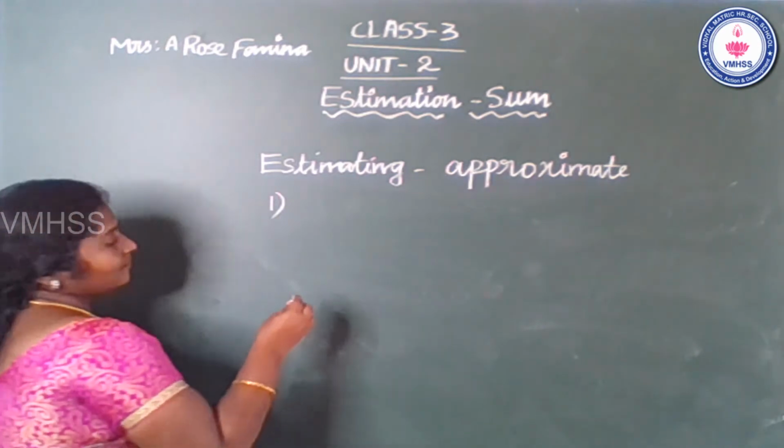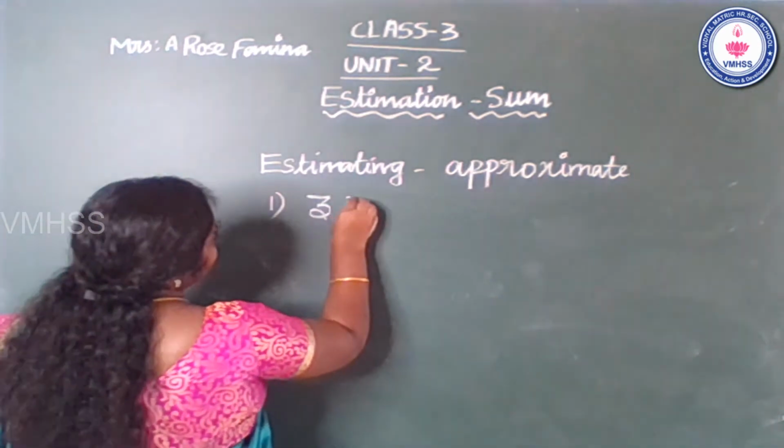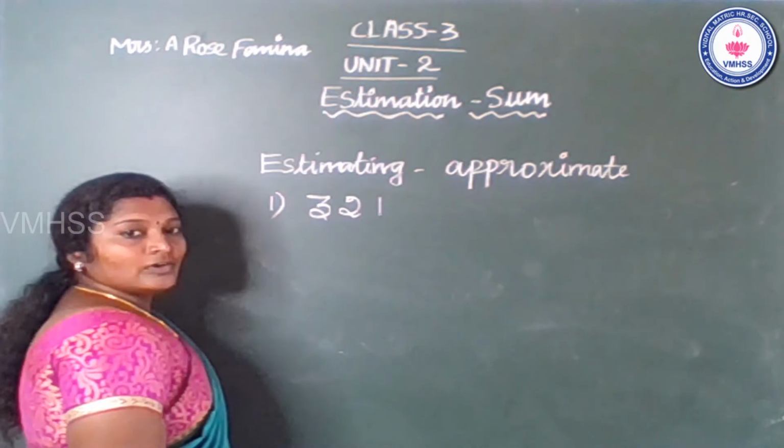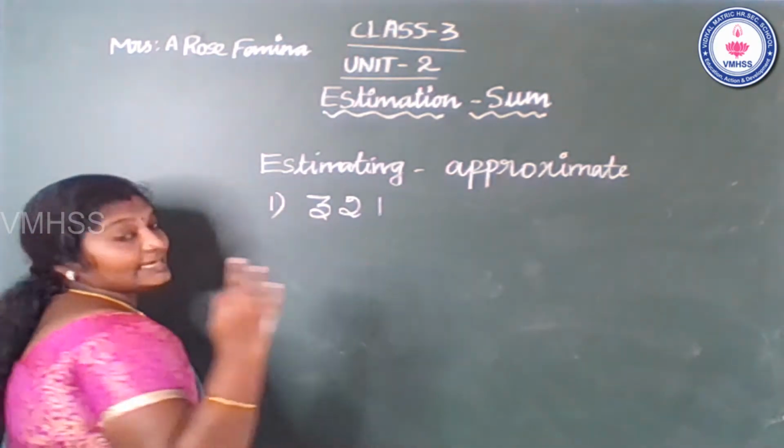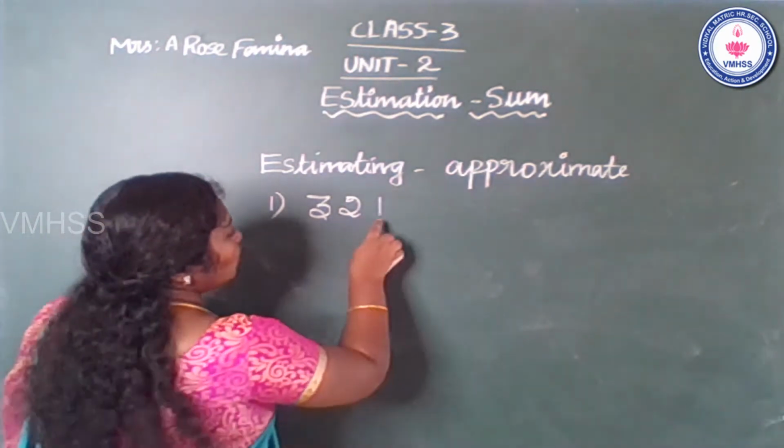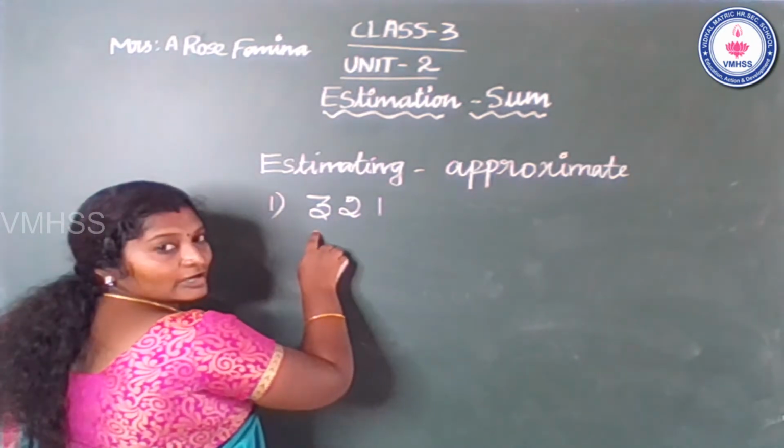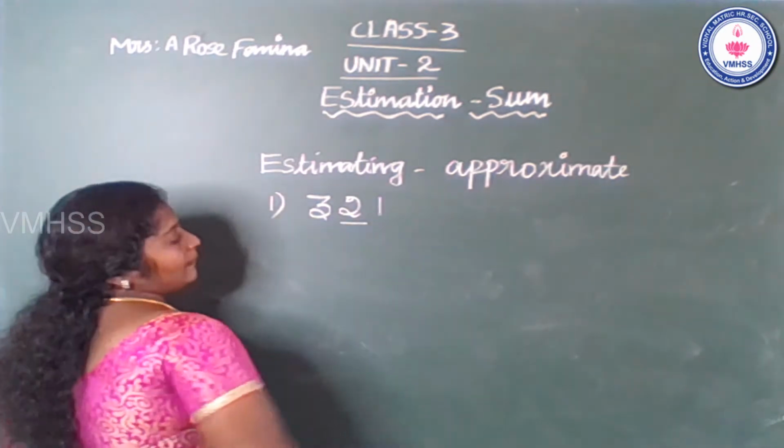So, next sum: 321. Okay, so this is a 3-digit number. So ones, tens and hundreds. Okay, ma'am? So see the second place.